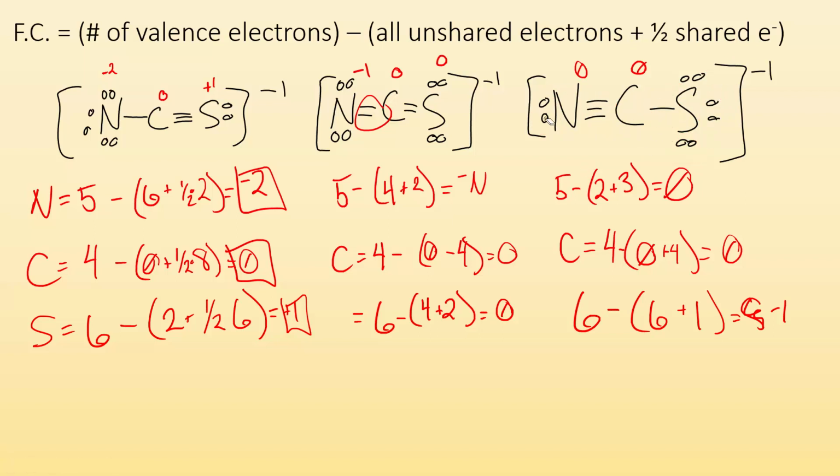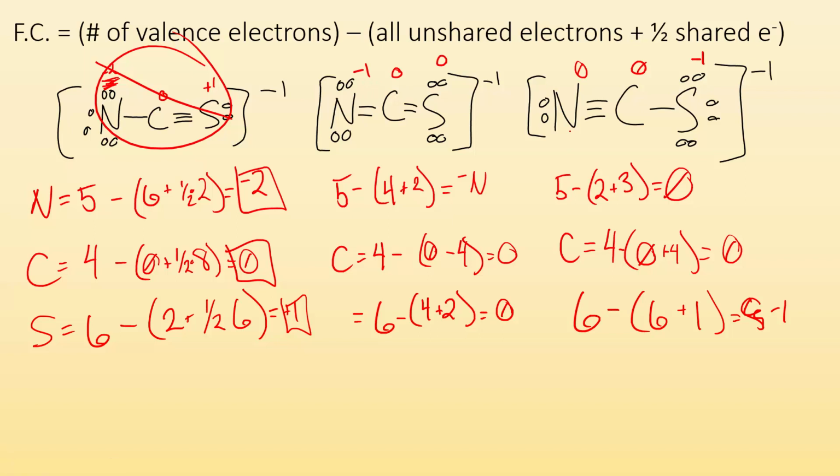So let me clean this up a little bit. All right, now I figured out all these formal charges. Which structure is going to be the best? Well, it's definitely not going to be this one because the rest of them have formal charges closer to 0. Here, nitrogen had a -2, and the other ones, it's only -1 or 0.